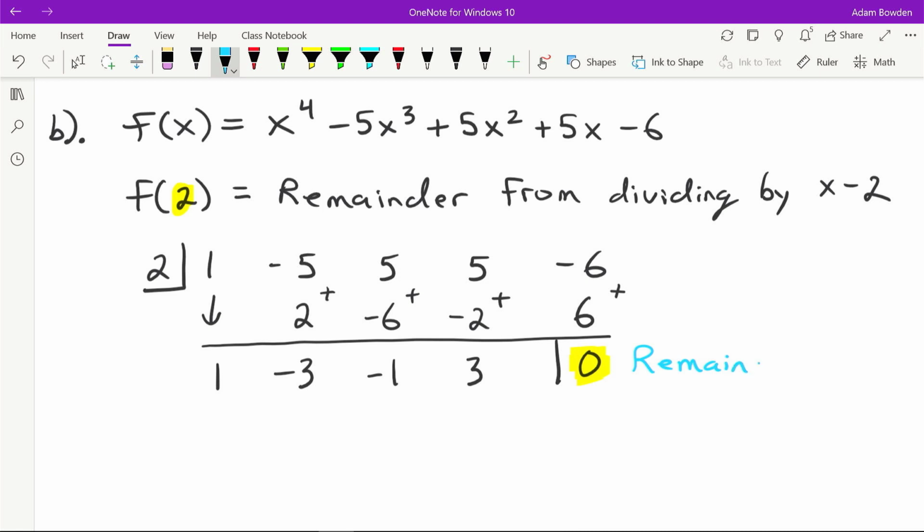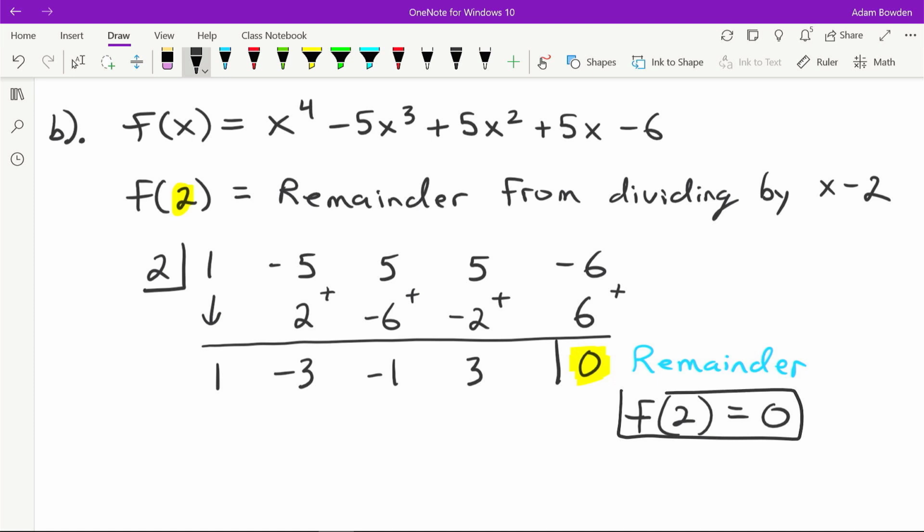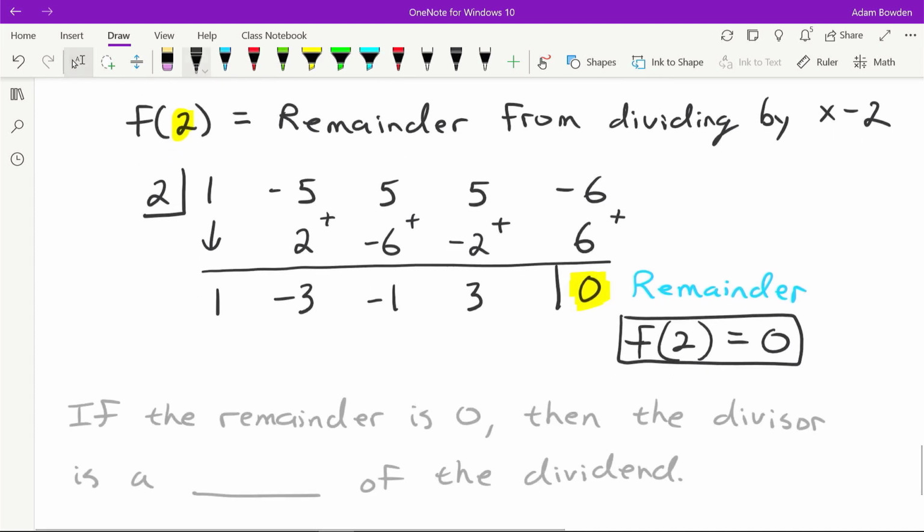There's a lot of consequences from having a 0 remainder. First off, the remainder theorem again tells us that the value of f of 2 is equal to the remainder of 0. So what does that tell us if you have a remainder of 0? Well, a lot of things. If the remainder is 0, then we say the divisor is a blank of the dividend.